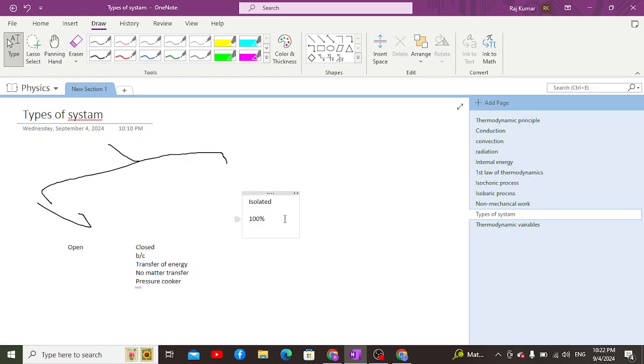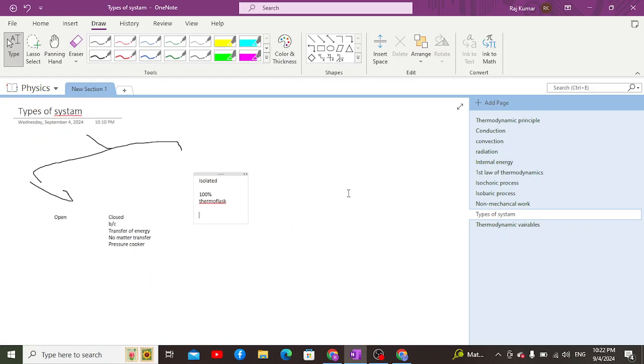On the other side, the isolated system can be given an example of a thermoflask. A thermoflask is not 100% isolated because after some time, when we put something cold or hot into it, the temperature starts to decrease or increase, because energy is being transferred in some manner. As I previously mentioned, a 100% isolated system does not exist. So these are the types of system as well.